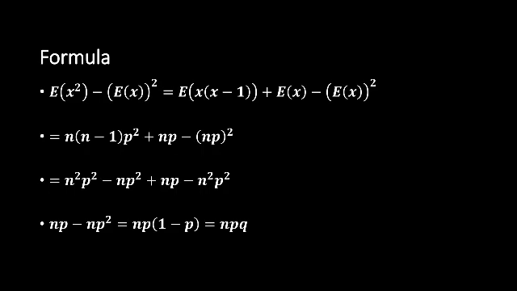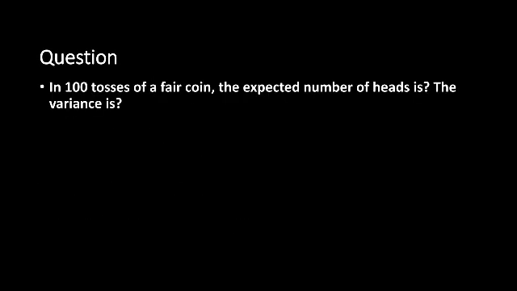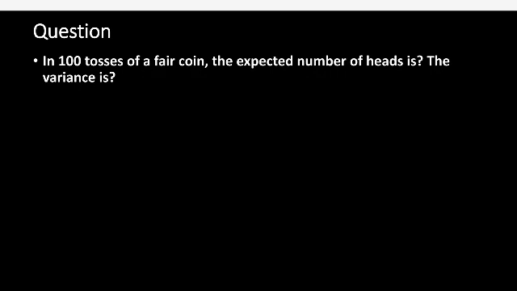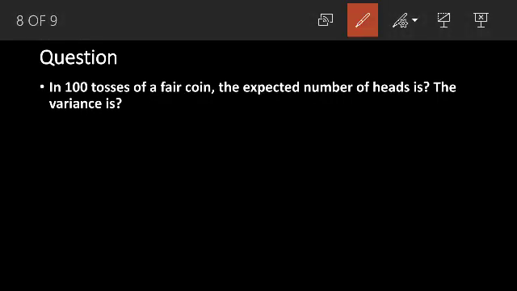Wow, that's wonderful. Now let's see a question here. It says in 100 tosses of a fair coin, the expected number of heads is, we are looking for the expected number of heads, and the variance is. So the total number of trials n is equal to 100. This is a binomial distribution.